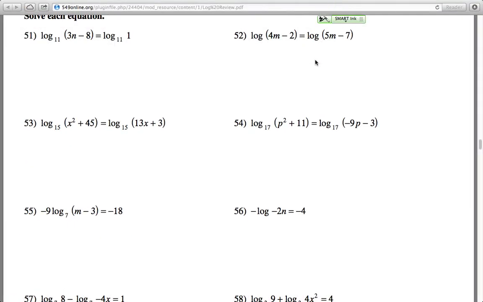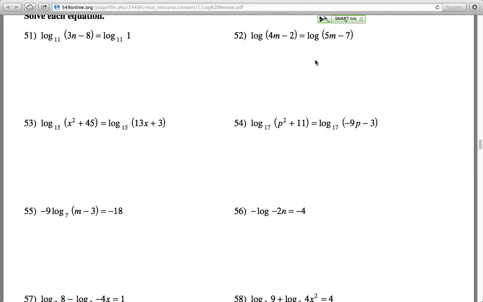Okay, to solve these equations, we'll look at 51 first. There's two types of log equations that you solve, and anytime you have a log, most of the time you want to convert it to an exponent. But there are some log equations that you don't have to do that for. So you want to pay attention if there's logs on both sides or if there's logs on one side.